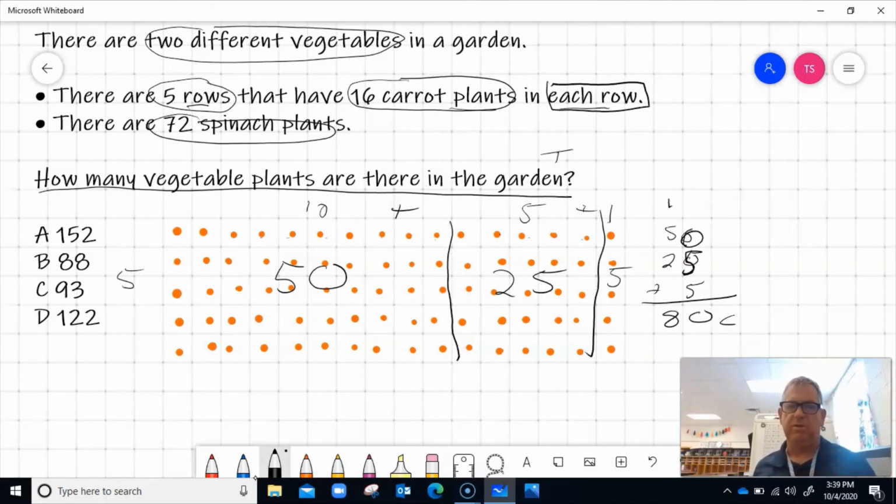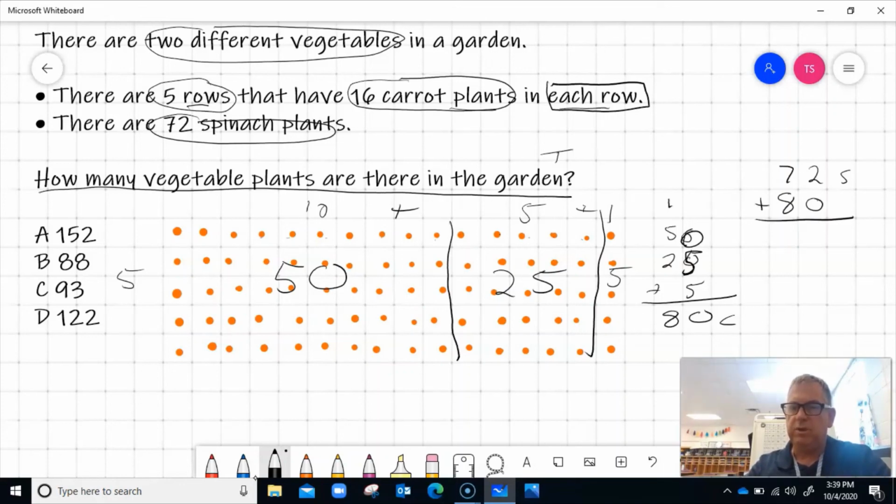So if I want to figure out all the plants, I would go ahead and add my spinach plants to my carrot plants. So I have 72 spinach plants, put an S there, and 80 carrot plants. Sounds like an addition problem.